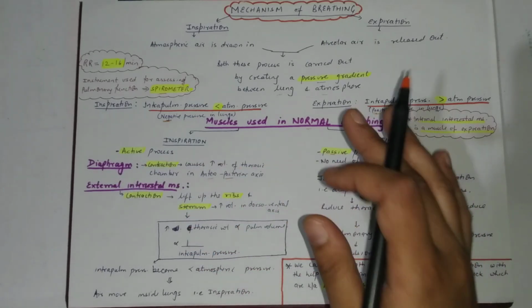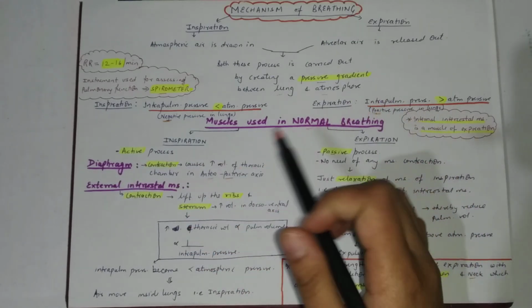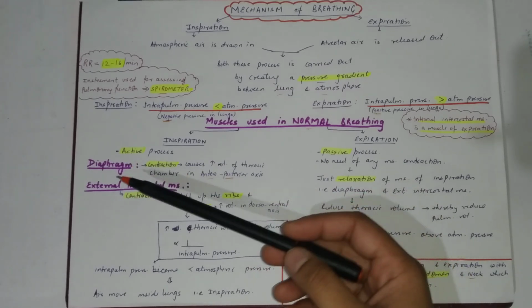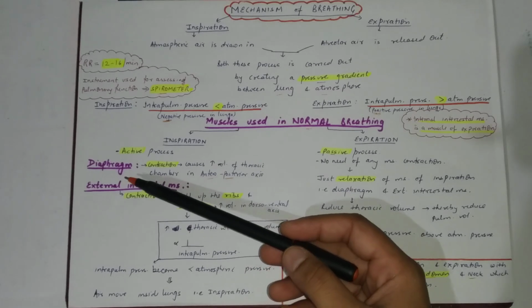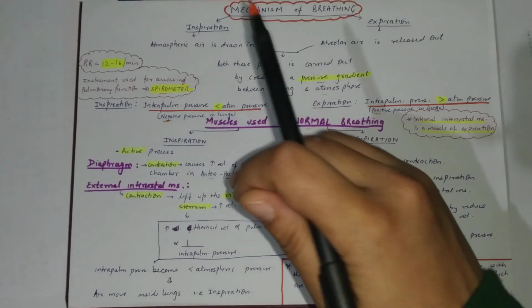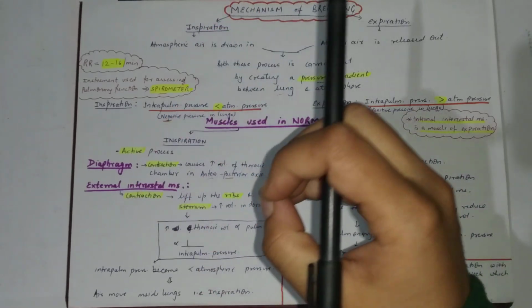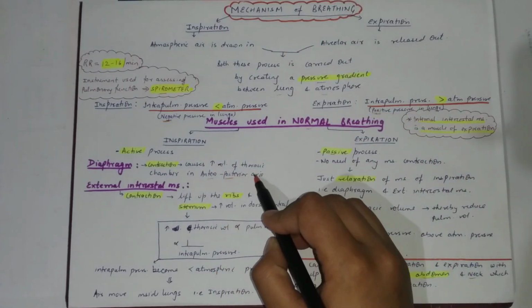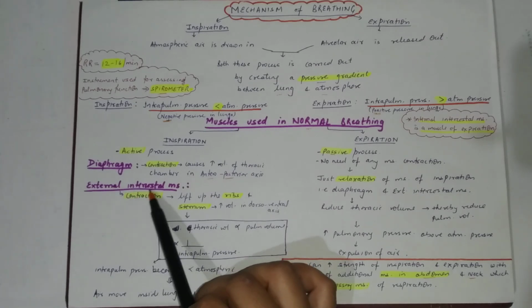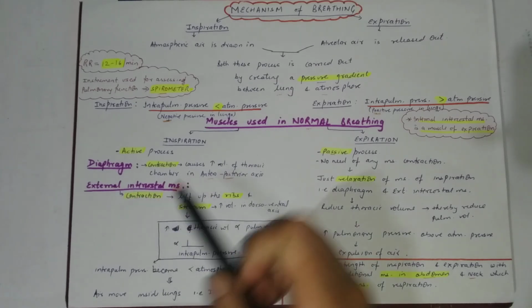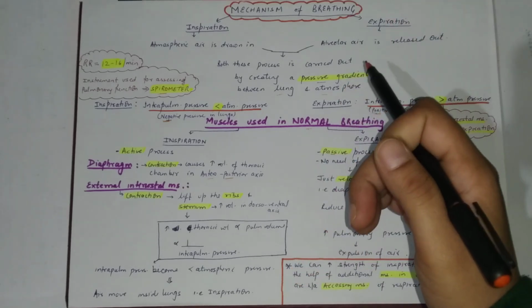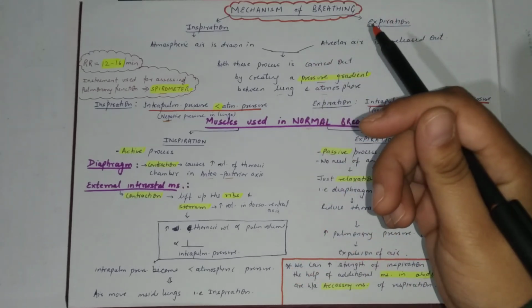So let us first study the muscles of inspiration, that is the diaphragm and the external intercostal muscle. The diaphragm is a dome-shaped structure. When it contracts, it flattens and increases the volume of the thoracic cavity in the antero-posterior axis. Whereas the external intercostal muscle, when it contracts, lifts the ribs and the sternum and increases the volume of the thoracic cavity in the dorsoventral axis.